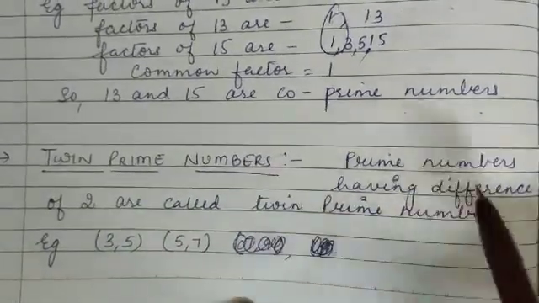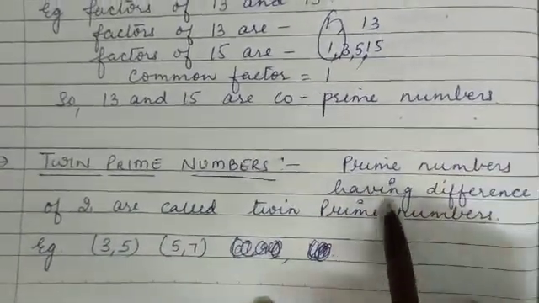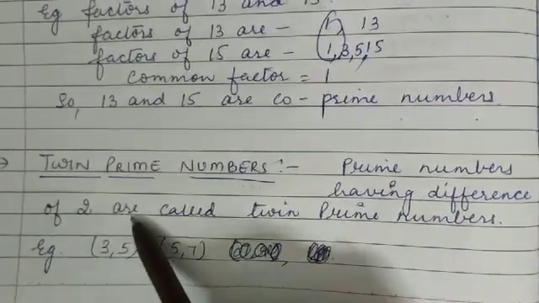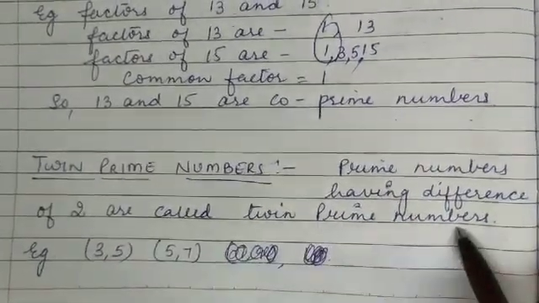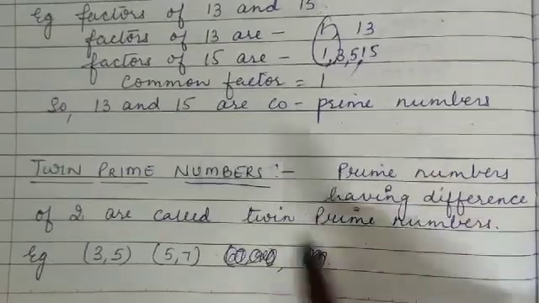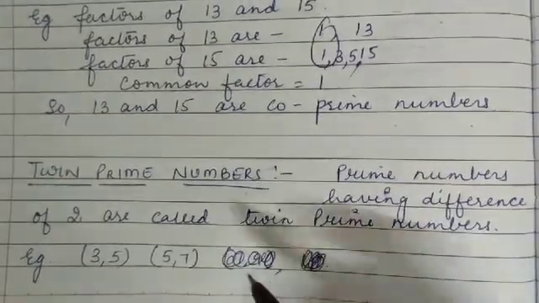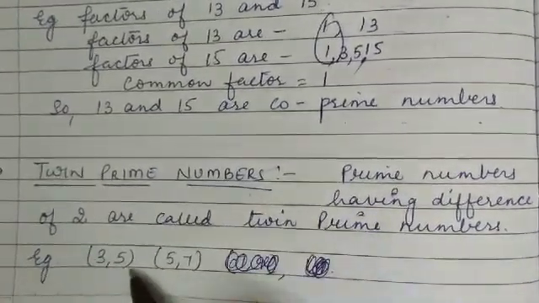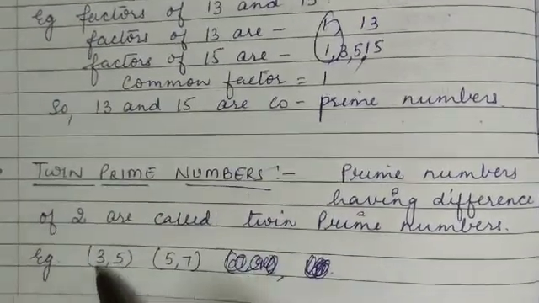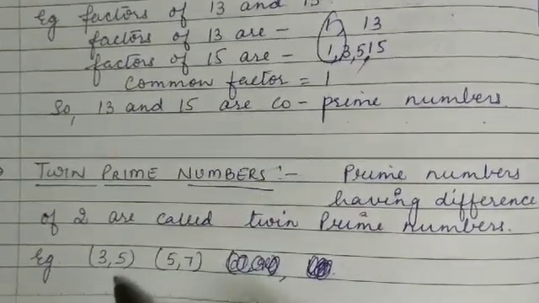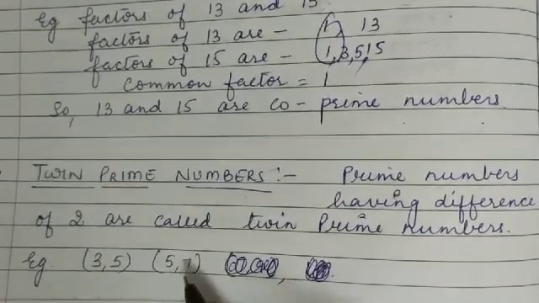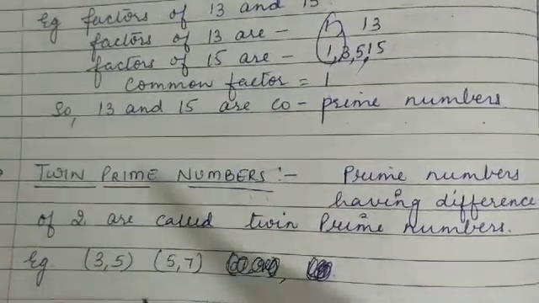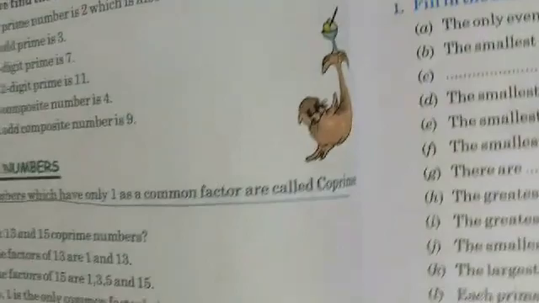Prime numbers having a difference of 2 are called twin prime numbers. Like two prime numbers, they should have a difference of 2. When you subtract, the answer should be 2. Like 3 and 5. When you subtract, 5 minus 3, the answer is 2. 5 and 7, a difference of 2. There are so many. Let's see the example they have given here.